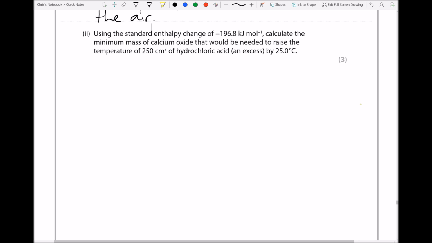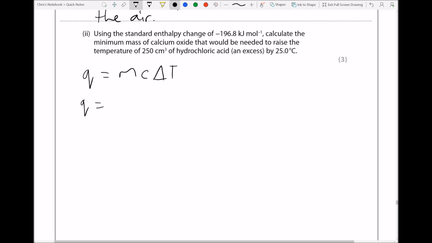So we're going to use the formula that was shown before, which is Q equals mc delta T. m is the mass of the liquid, so it's 250 centimeters cubed. We'll assume the density is just 250 grams, one gram for every centimeter cubed. c is the heat capacity, which is 4.18, and the temperature change, they've told us, is 25 degrees Celsius. So let's stick these numbers in.